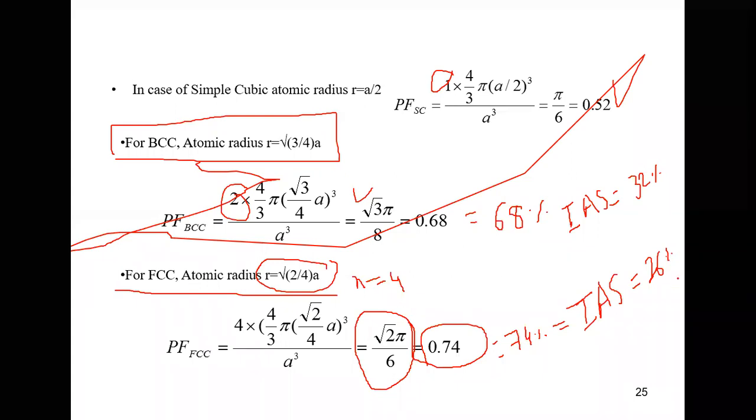Okay. So now you see, this is actually one of the closest packed crystal structures. And we have another closest packed crystal structure which we are going to study later, which is called the hexagonal closed packed crystal structure, HCP, which we will study later on.